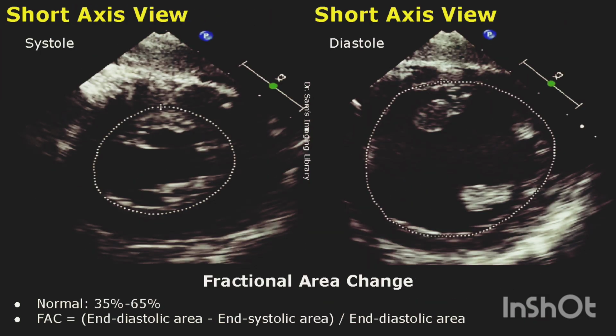Fractional area change can also help us in measuring systolic function of left ventricle. It is calculated by measuring the difference in the end diastolic and end systolic areas of the left ventricle and expressing it as a percentage of the end diastolic area. It is automatically calculated by the machine once we input end diastolic and end systolic areas of the left ventricle in systole and diastole. Fractional area change is expressed in percentage and is normally between 35 to 65%.